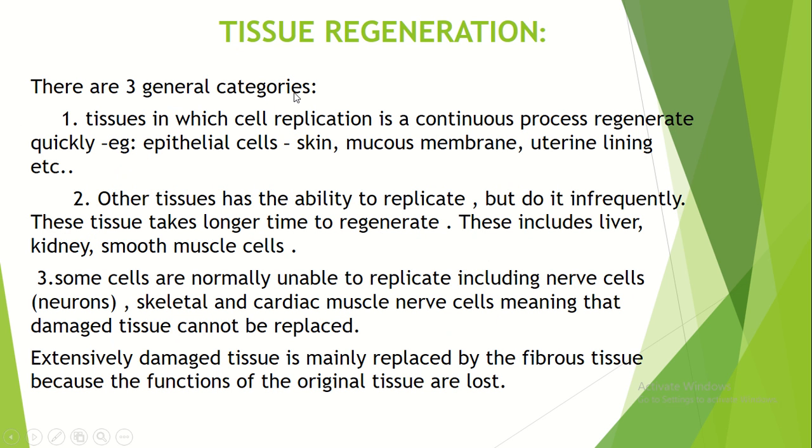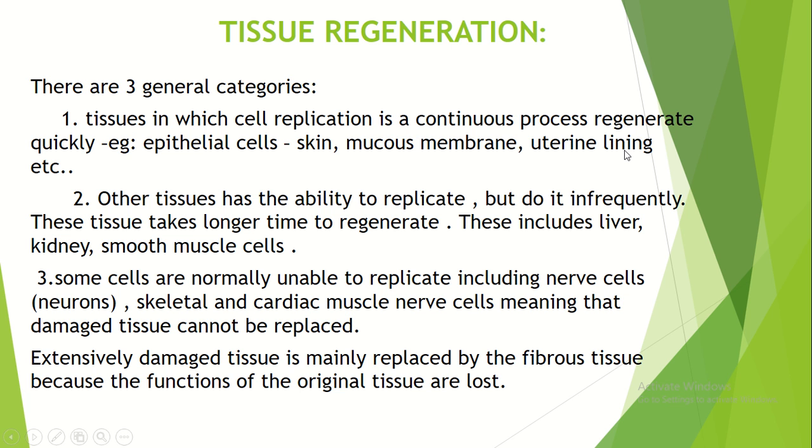There are three general categories into which tissues are classified according to how they regenerate. First, tissues in which cell replication is a continuous process regenerate quickly. These are the epithelial cells, skin, mucous membrane, uterine lining, etc. The best example is the uterine lining.